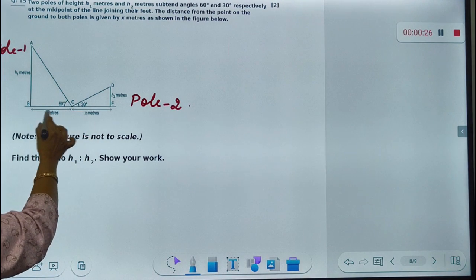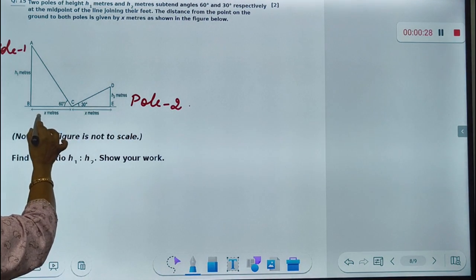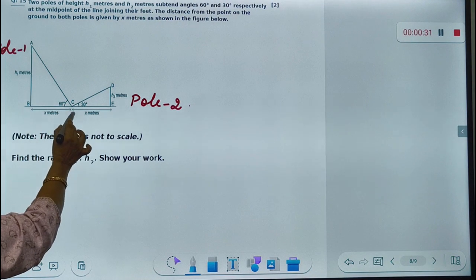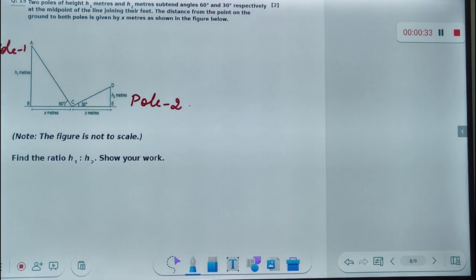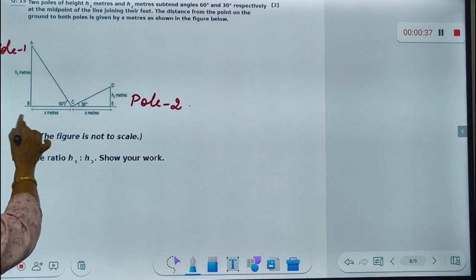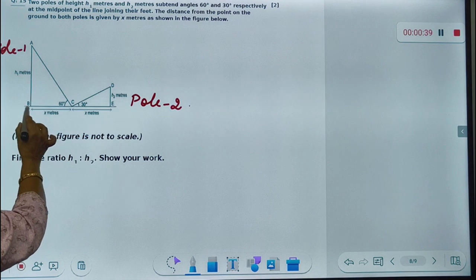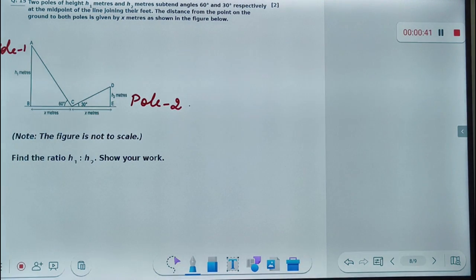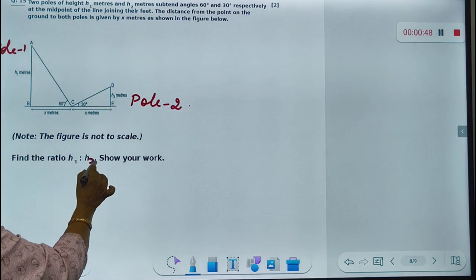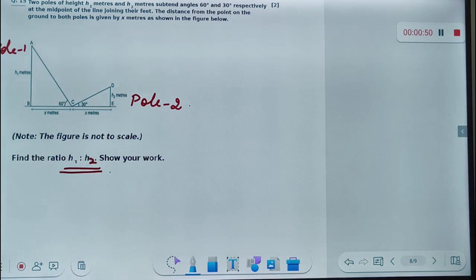At where? At the midpoint of the base. So because this is the midpoint, this is given as x, this is also given as x. The distance from the point on the ground to both the poles is given as x meters, as shown in the figure below. This is a midpoint. Find the ratio of h1 is to h2. So you have to find h1 by h2.